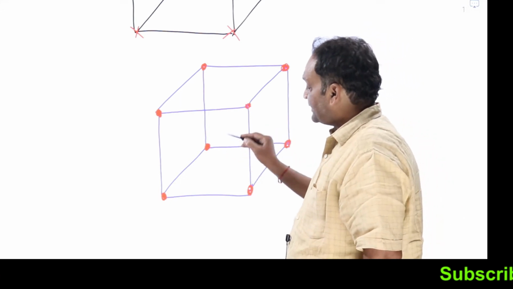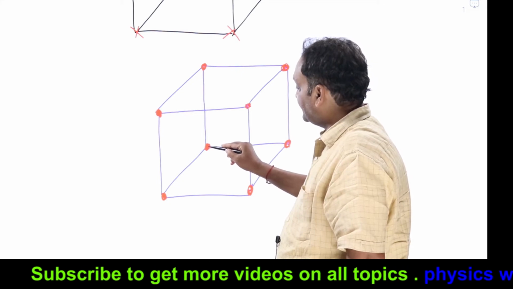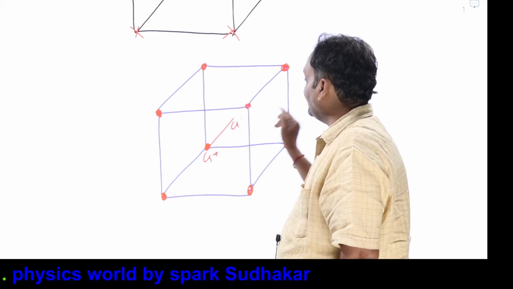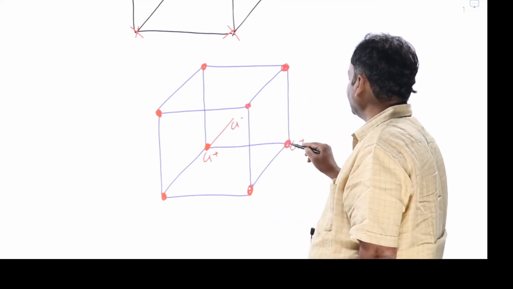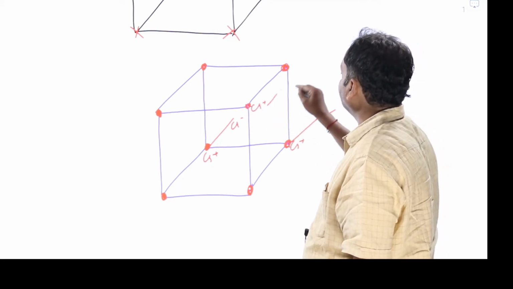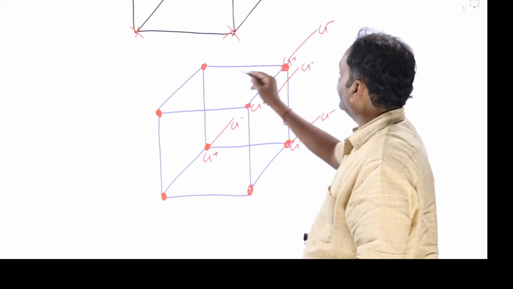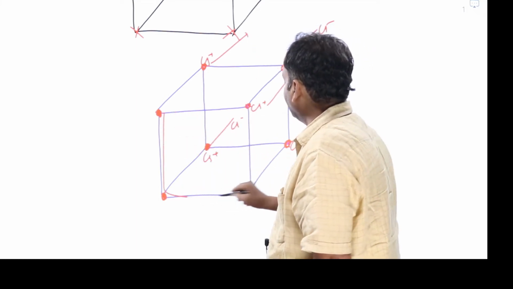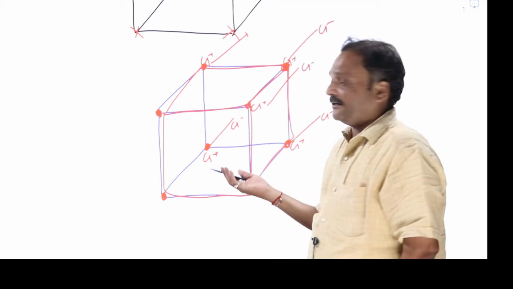Means, at each lattice point, I'll put one Cs+ and one Cl-. Okay, this is Cs+, so I'll put one Cs+ here and Cl- here. See, at every point, here Cs+ and at this distance Cl-. Everywhere I'll put like this, such that what happens, I'll get the earlier 8 corners, 8 Cs+ ions and 1 Cl- ion at the body center.